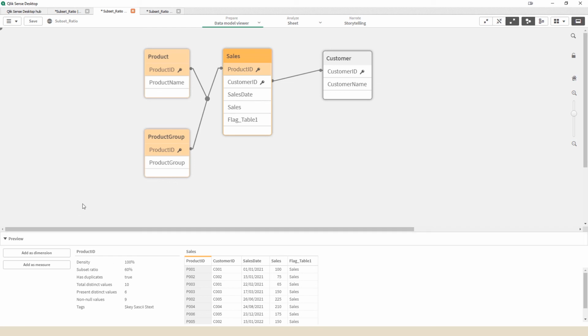So once again, for any particular field and particular table, subset ratio means the percentage of all the distinct values of that field in that particular table divided by the distinct values of that particular field in the entire data model. Hope you understand the meaning of subset ratio.